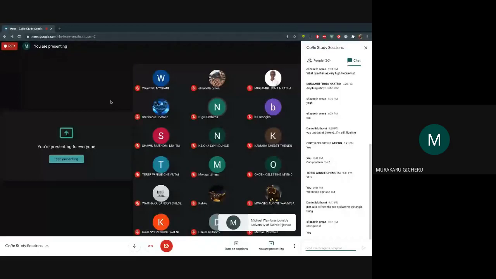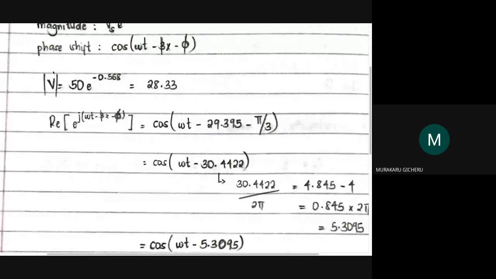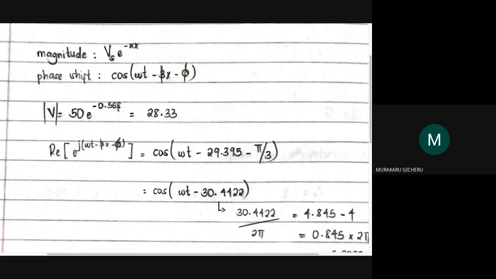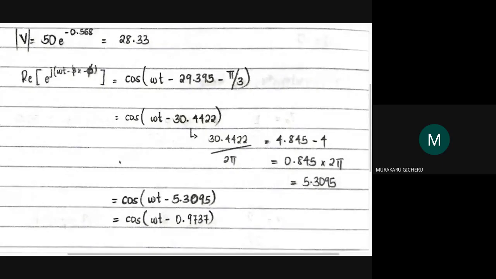Okay, so I was saying that the magnitude of the output voltage will be the source voltage times e to the power minus alpha x, which is 50 times e to the power minus 0.568, because this is alpha x, and you get 28.33. Now I'm guessing this is the confusing part. Explain.